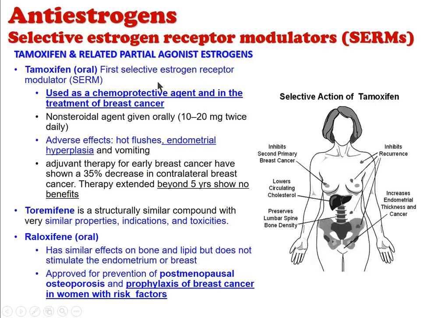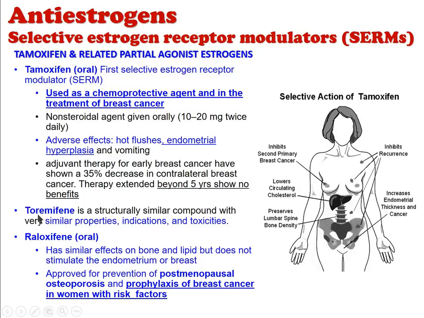Tamoxifen was the first SERM. These are selective effects. What estrogen was doing was stimulating everything, but here it's inhibiting in the breast, while increasing endometrial thickness, lowering circulating cholesterol, preserving lumbar spine bone density, and inhibiting secondary primary breast cancer. So it was doing all the good things that estrogen was doing, but this one was kind of negative: it was blocking breast cancer risk. But it was not helpful in endometrial cancer, because that is one of the adverse effects of this drug. So this drug could be used in adjunct therapy for breast cancer, right?